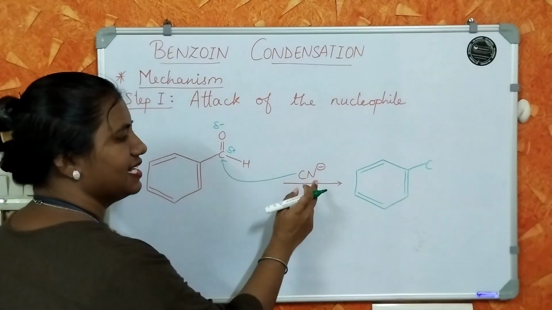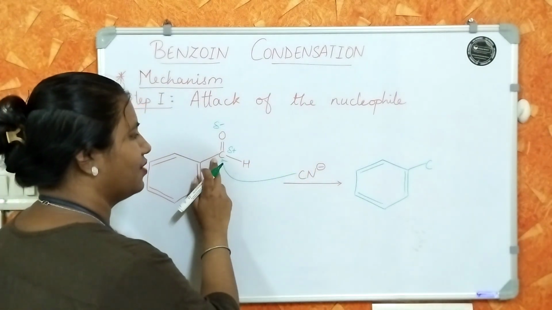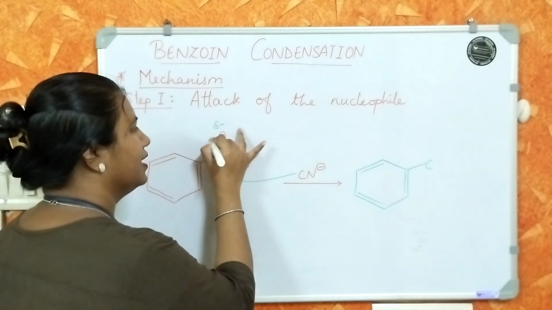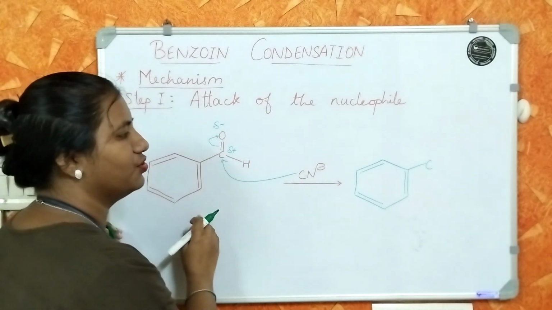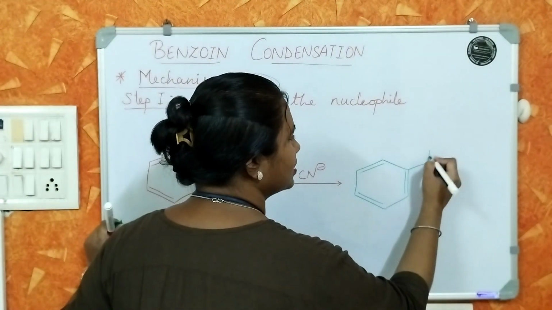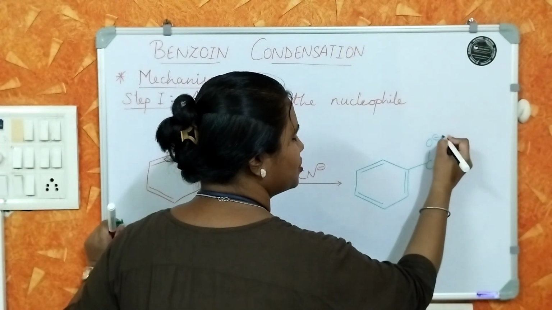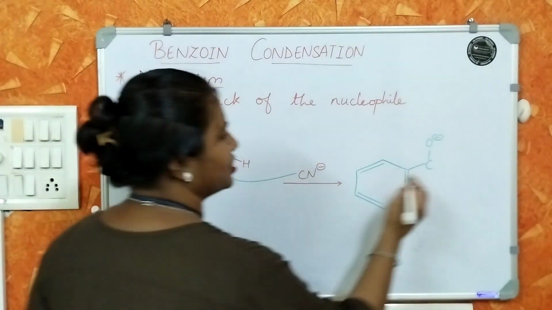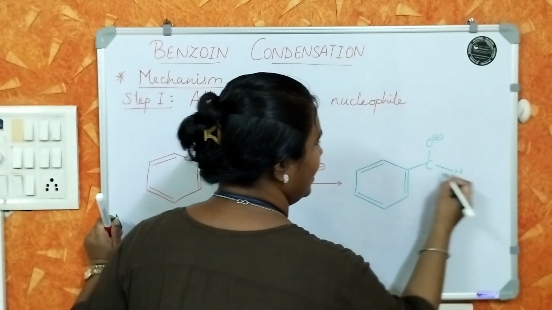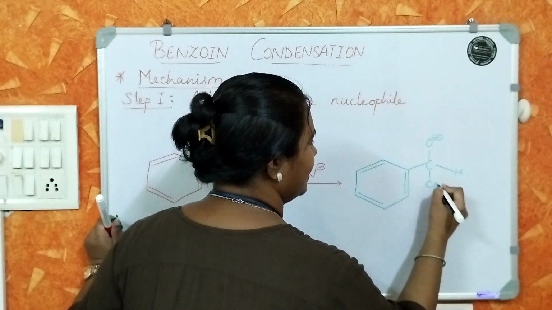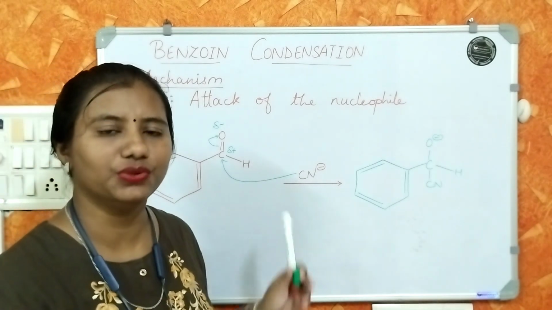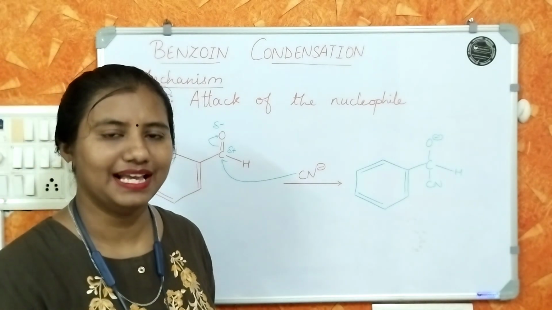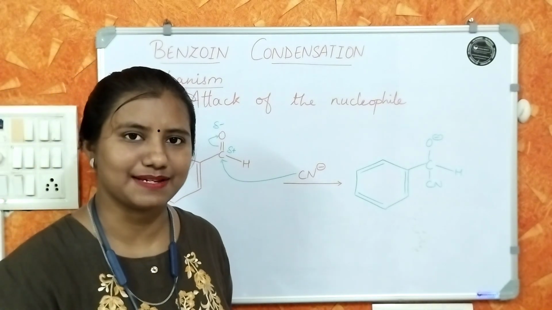Now, if this nucleophile attacks on this carbon, one of the bonds is going to move on to oxygen. So the pi bond has shifted on to oxygen, and now this oxygen is going to carry a negative charge like this. This hydrogen will be as it is over here, and there will be a CN attached to this carbon atom. So this is the molecule that we have got in our first step. Let's see what happens in the second step.